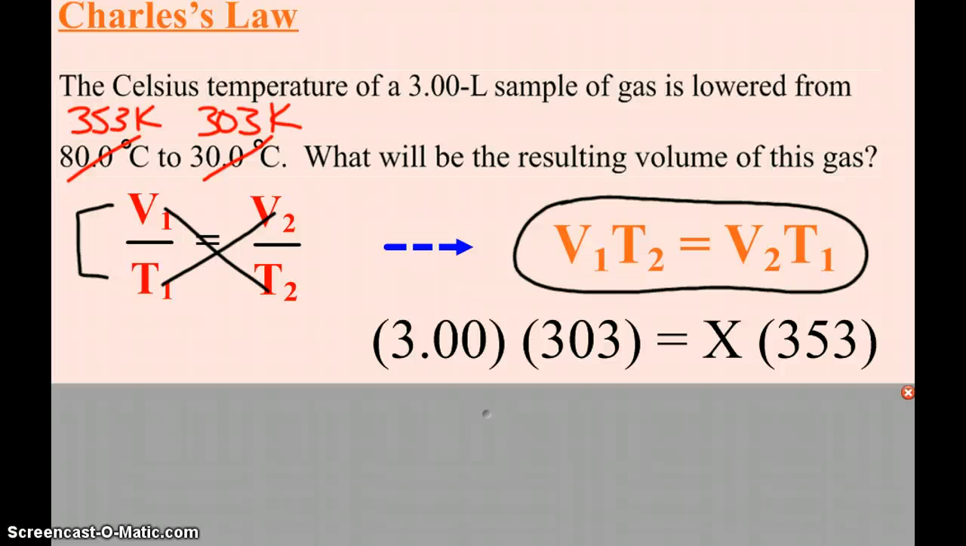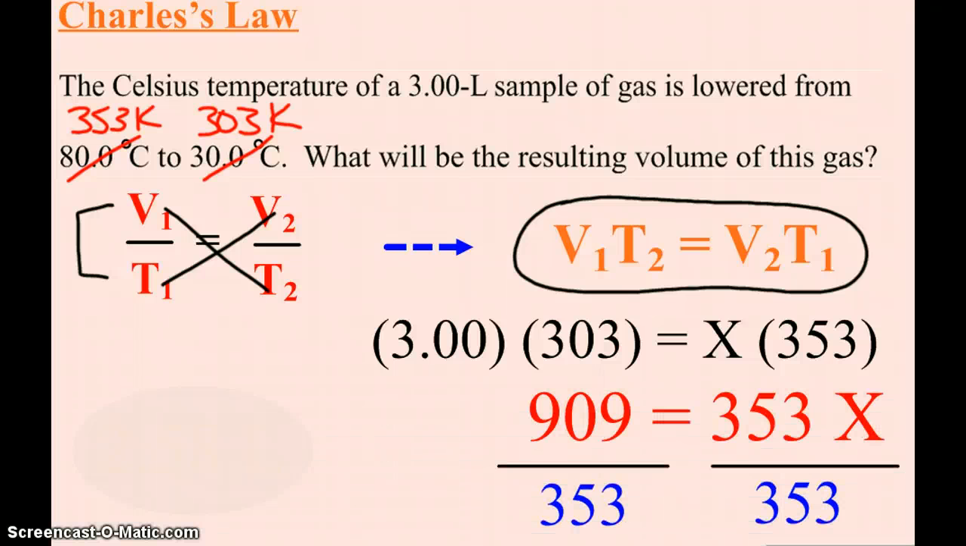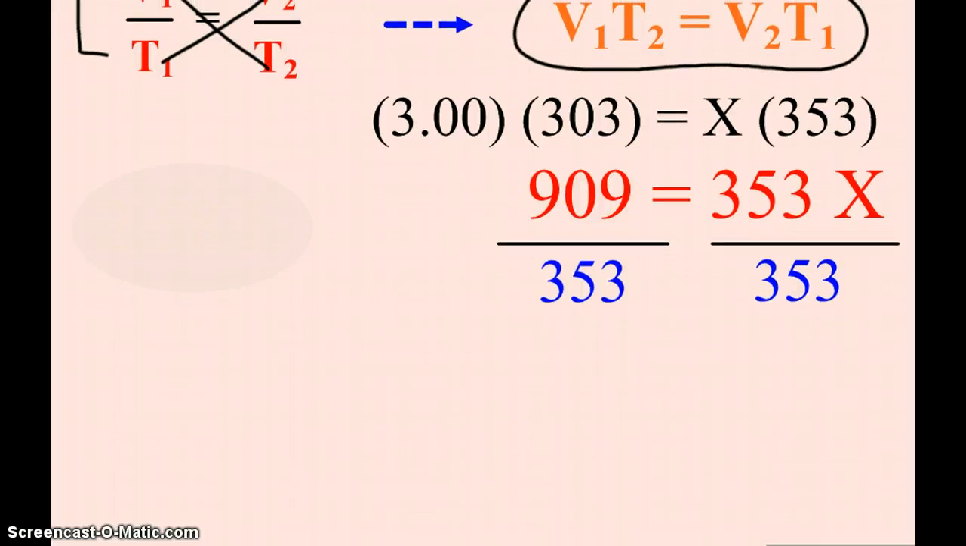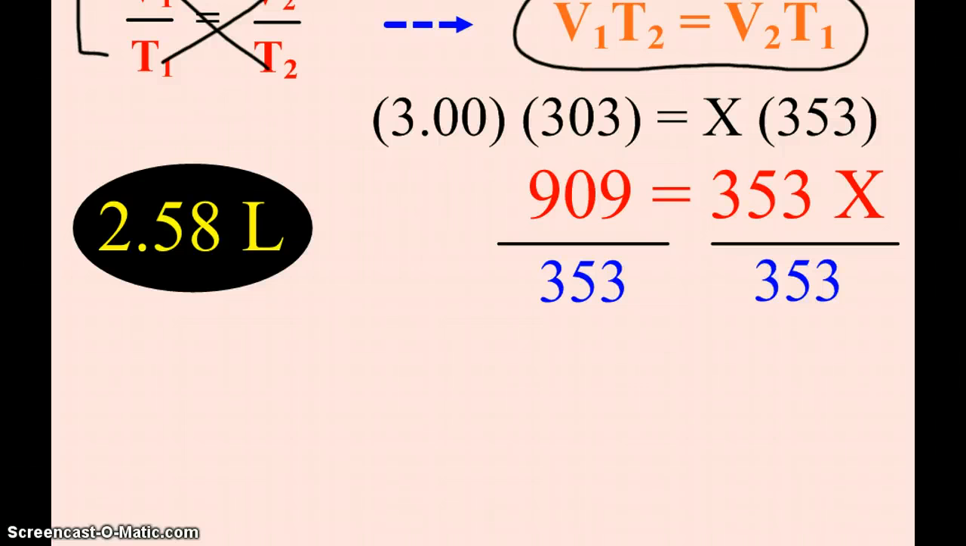3-liter sample of gas, that's my initial volume. The ending temperature is 303 Kelvin because the gas was cooled down. The new volume is what I'm looking for, and the starting temperature is 353. Engage your brain. Temperature is decreasing, the balloon is contracting and coming back to Earth. So I'm expecting a volume less than 3 liters. And so when I chug away, multiply, divide, check my sig figs, 2.58 liters.